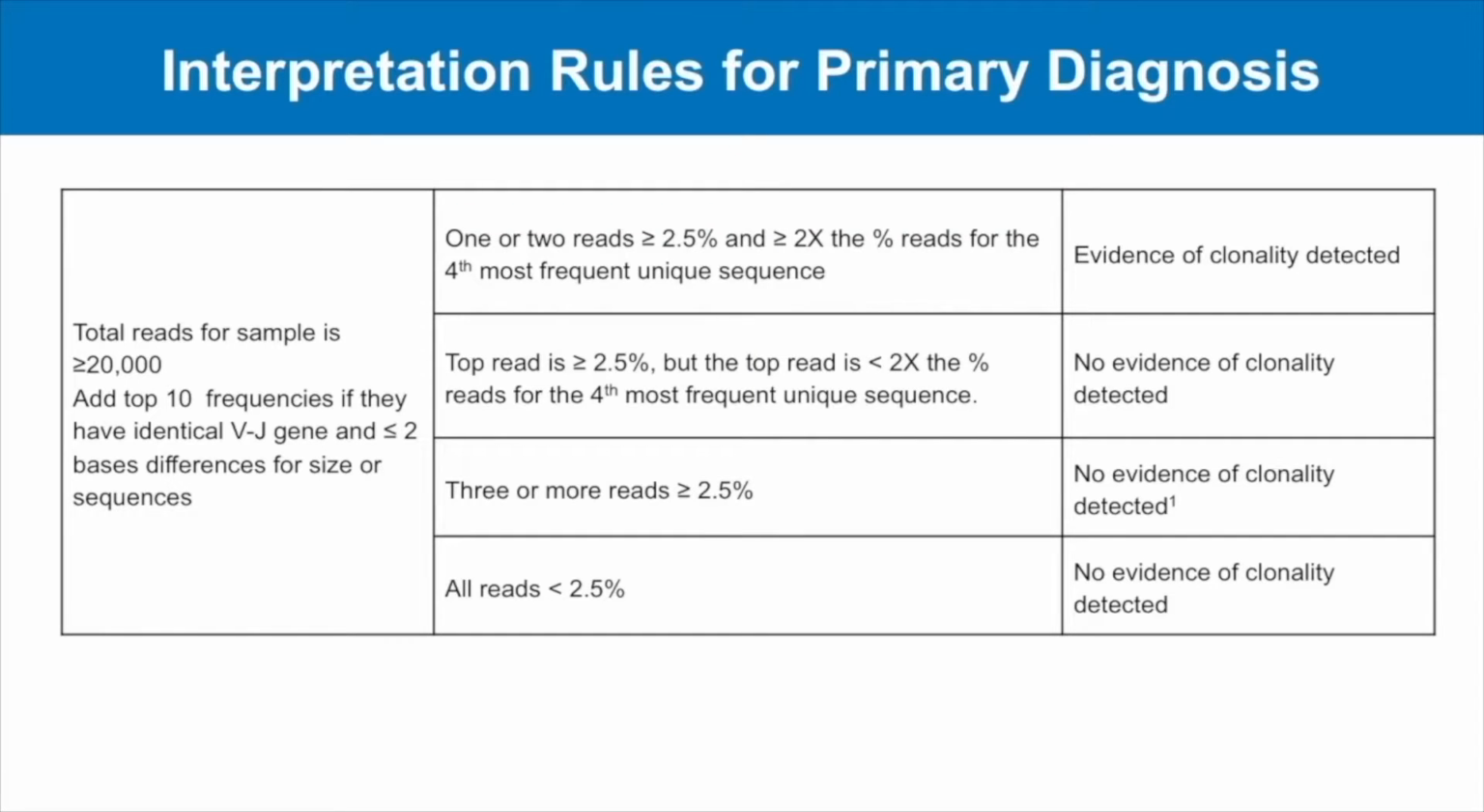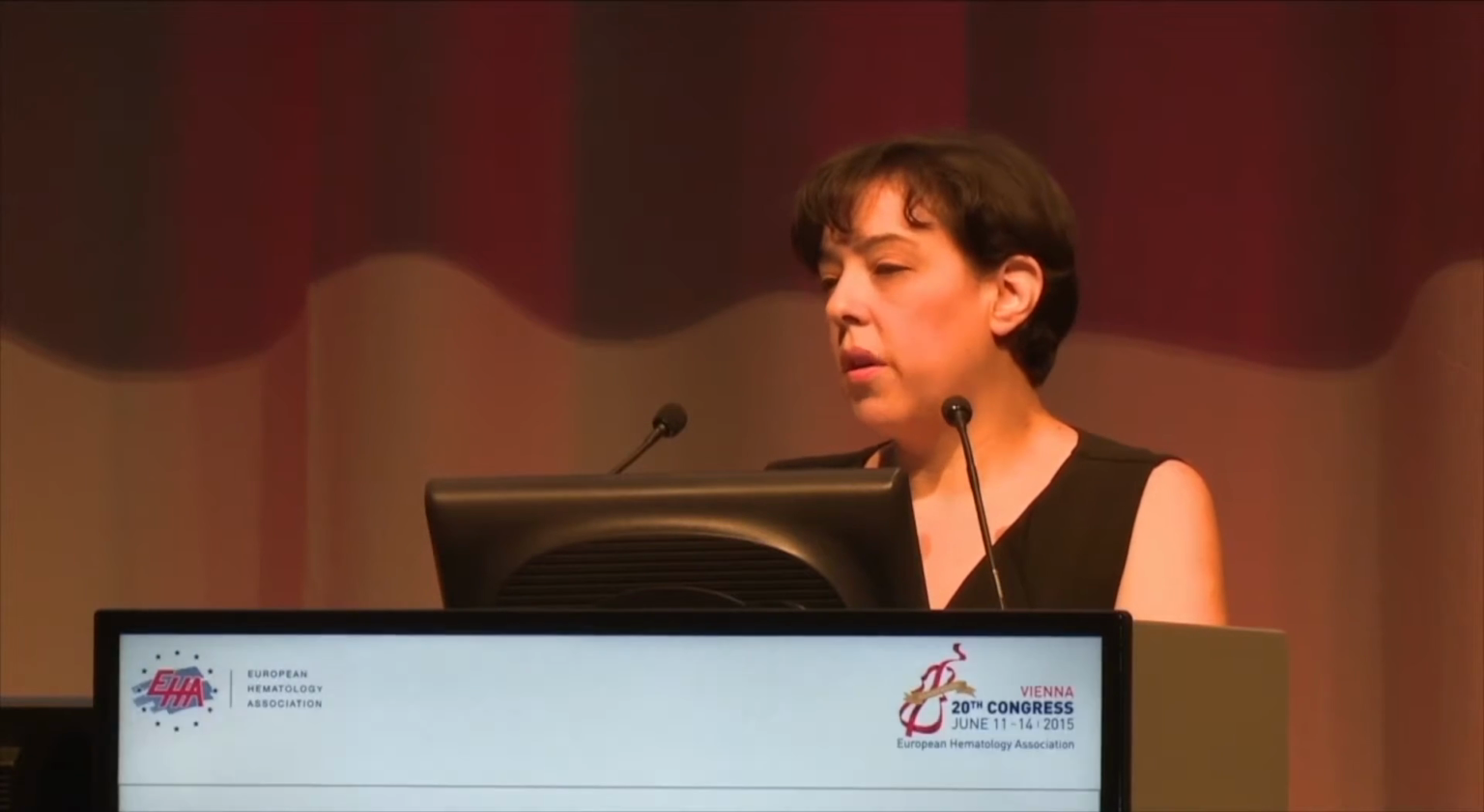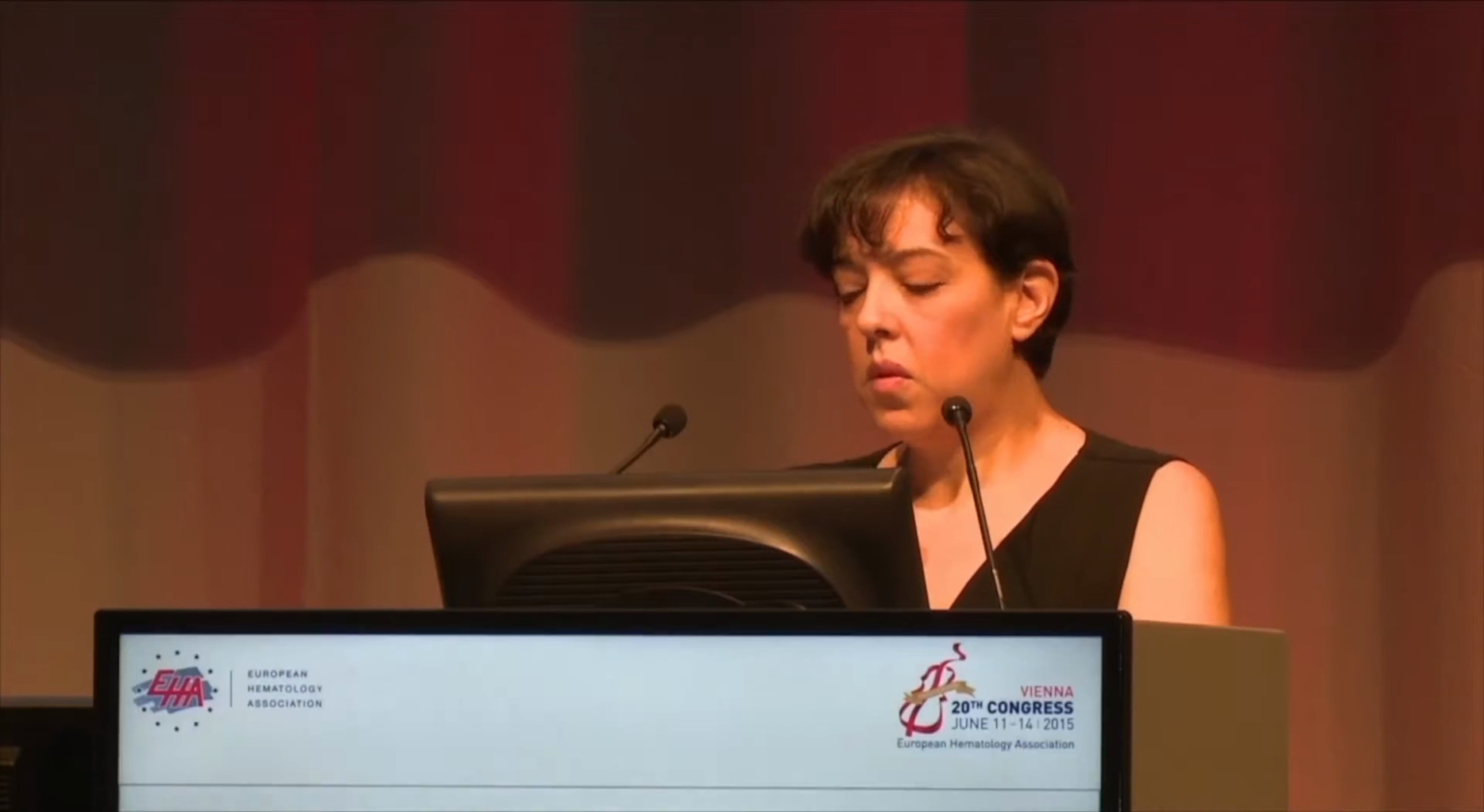So if 1 or 2 reads are more than 2.5% and they happen to be more than 2 times the 4th most frequent unique sequence, then we can clearly say that there is evidence of clonality. However, if the top read is 2.5%, but is not very much different from the 4th sequence, then you cannot say that there is evidence of clonality. And also, if all the reads are less than 2.5%, you cannot call clonality on a primary sample.